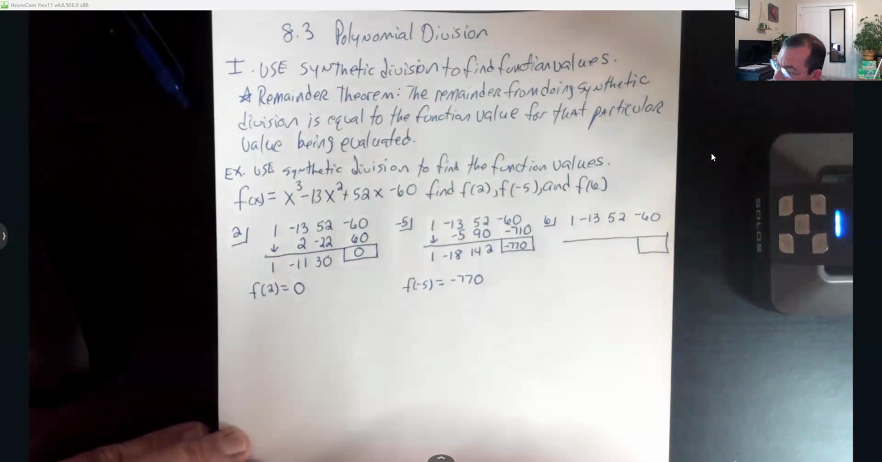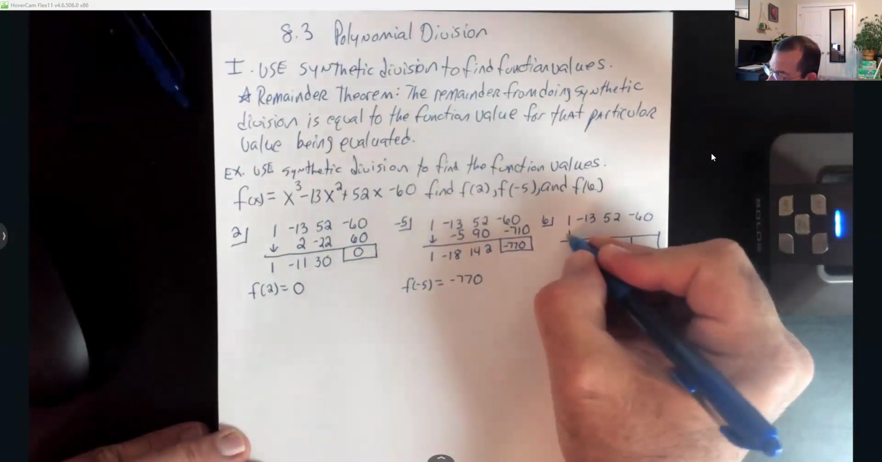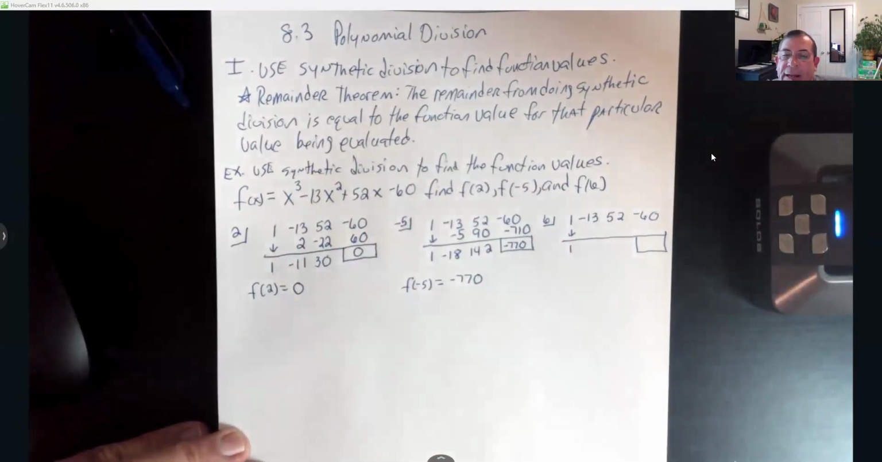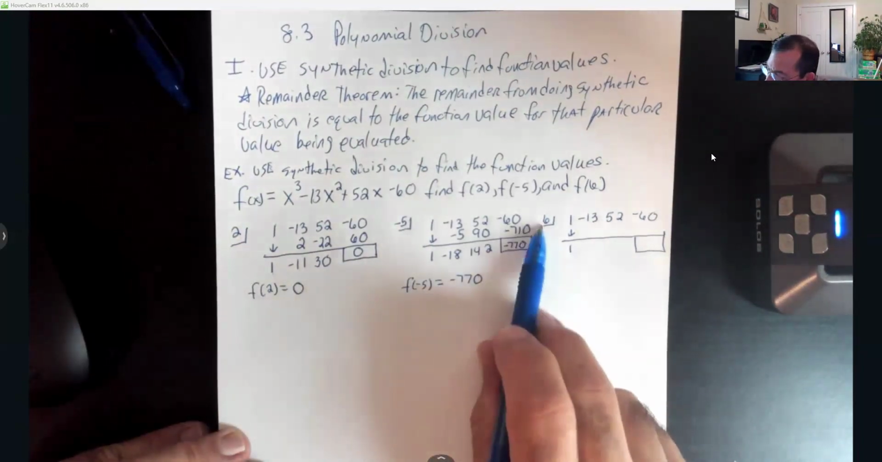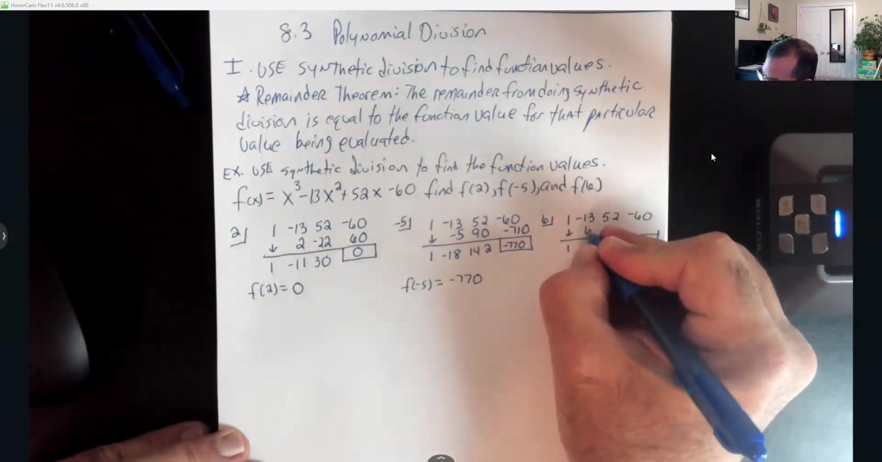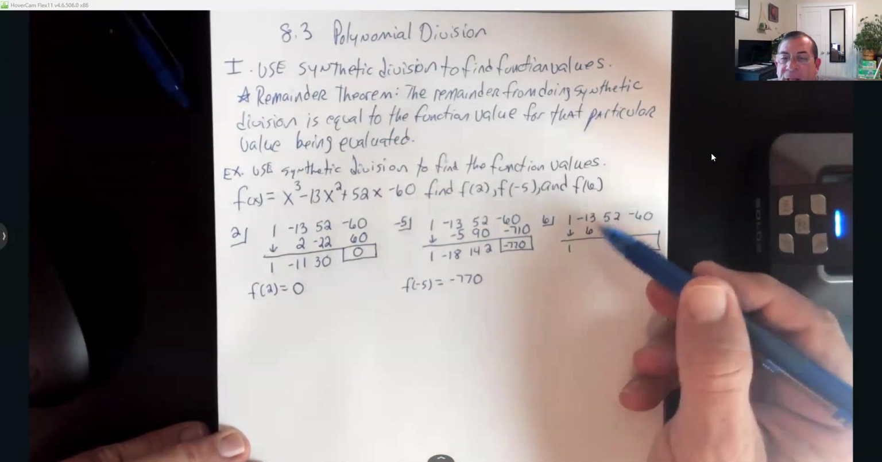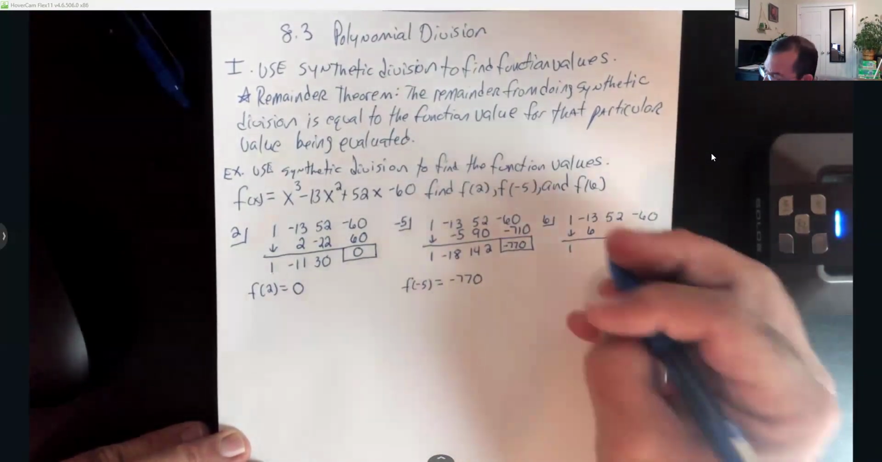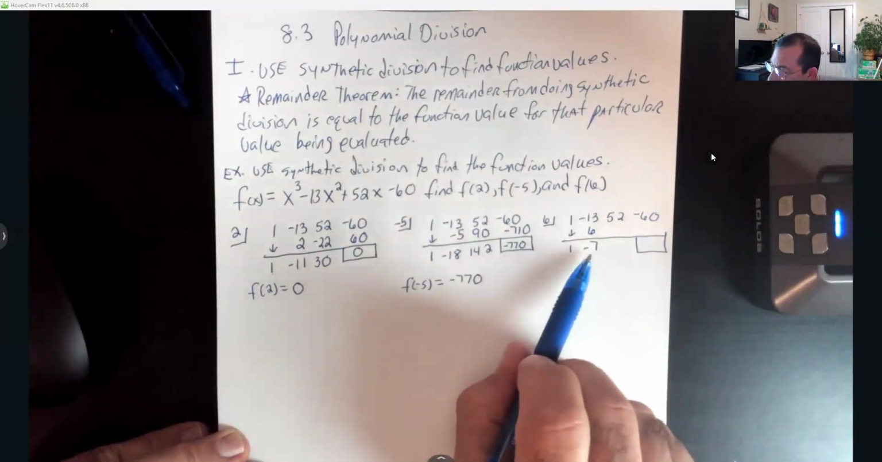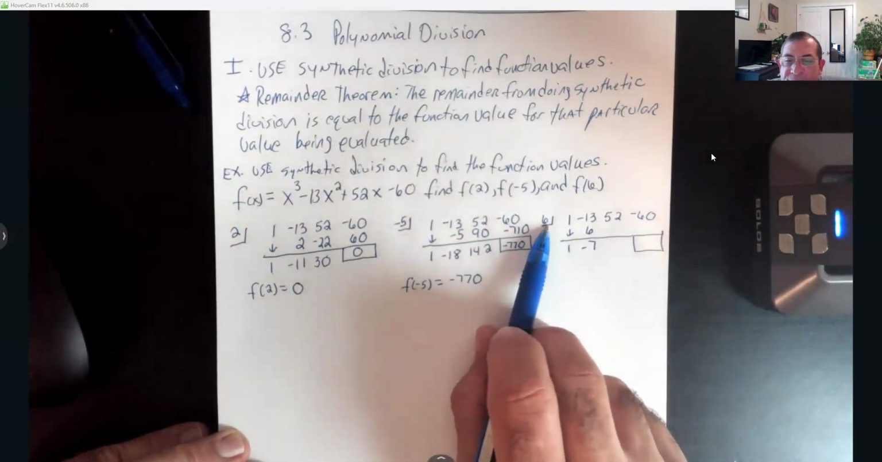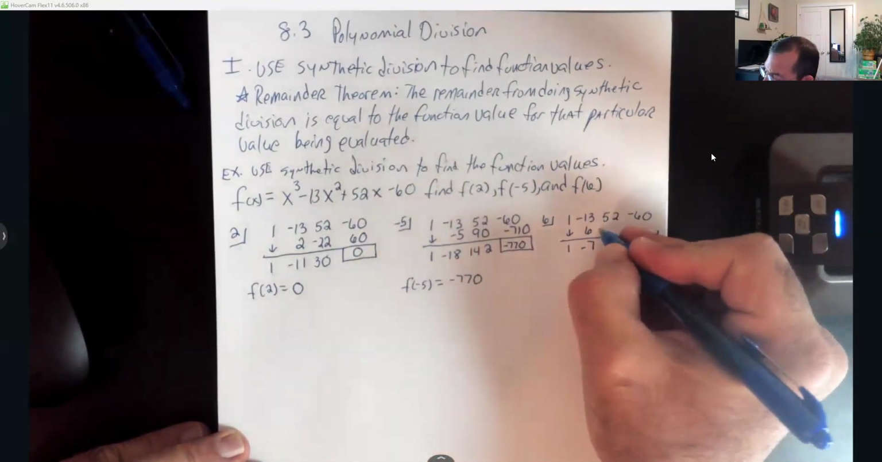All right, y'all, so let's see. We know now we bring the first number down below the line. And then we're just going to start multiplying and adding. So 1 times 6 is 6. Negative 13 plus 6 is a negative 7. Negative 7 times 6 is negative 42.